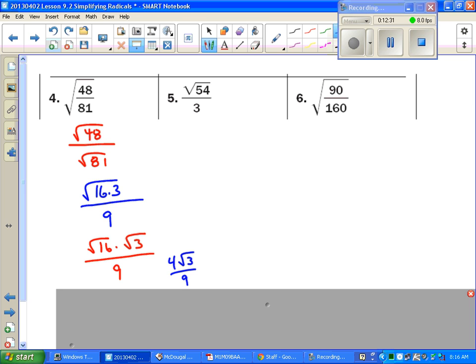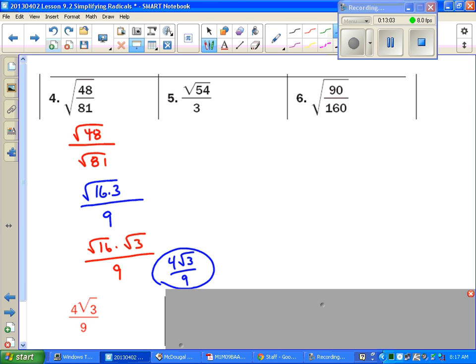At this point, ask yourself, is there a perfect square that's a factor of 3? No. Is there a radical at the bottom or in the denominator? No. Or is there a fraction in the problem? No. There's one other question you have to ask yourself that's not dealing with perfect squares, but it is dealing with simplifying fractions. Had that been instead of a 9 at the bottom, it was an 8, then you would simplify 4 over 8 and cross them out and put 1 over 2. But this is your simplified answer. 4 times the square root of 3 over 9.